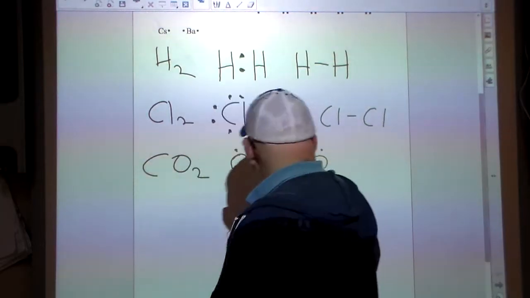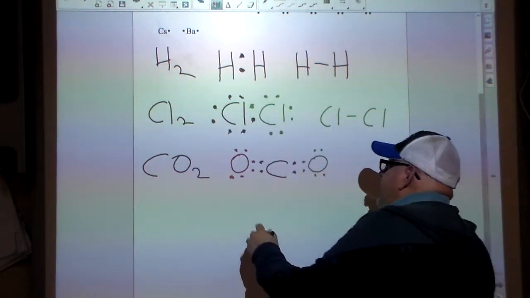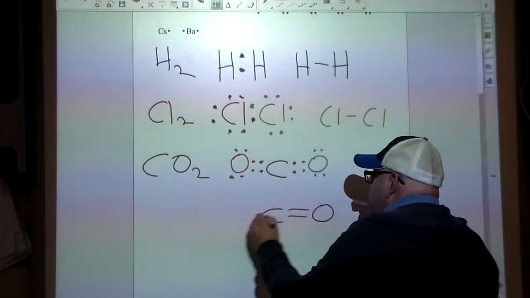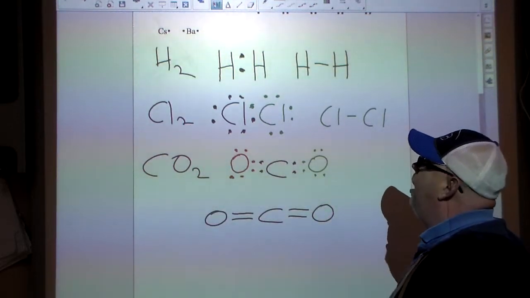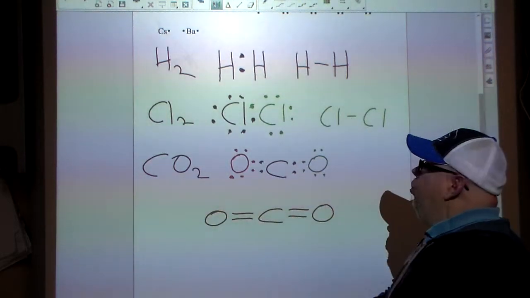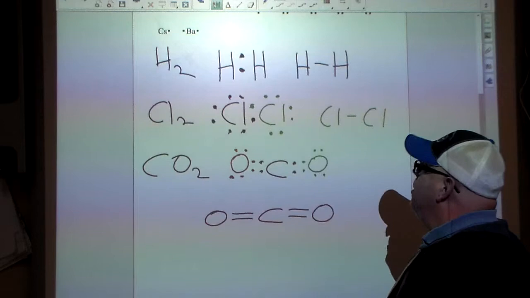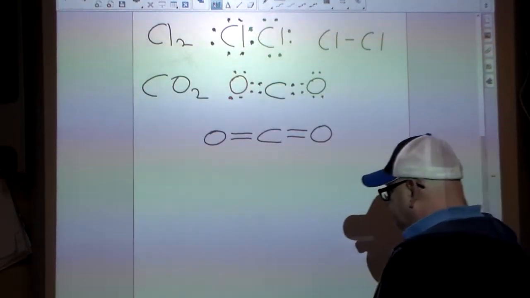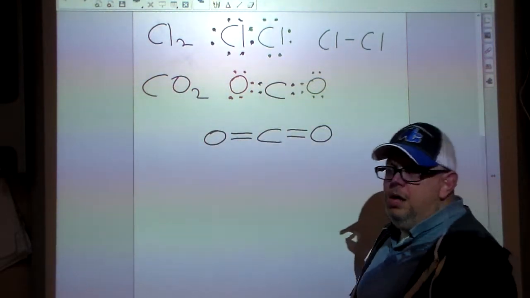Woo! So what would that look like in terms of dots like this? Well, carbon would look like this. You would use 2 bars to represent the double bond, compared to the single bar with the single bond. So we did 3 examples so far. Why don't we go ahead and try another one.